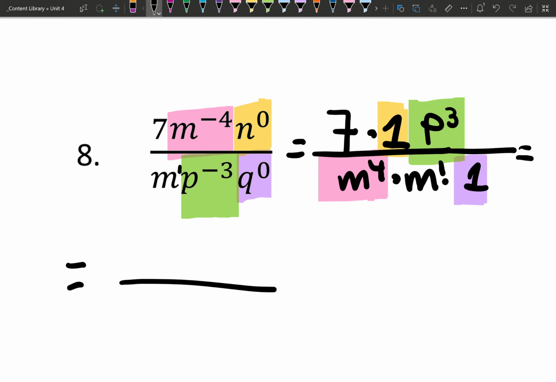Let's simplify. On the top, I can do 7 times 1, which is 7. So that stays 7. P to the 3rd is the only p we have, so it just stays p to the 3rd. On the bottom, let's use the product rule. M to the fourth times M to the first is M to the fifth because we add the exponents. And anything times 1 is itself, so I could just leave that as M to the fifth. Although I'm going to rewrite it a little bit more centered so it looks nice.